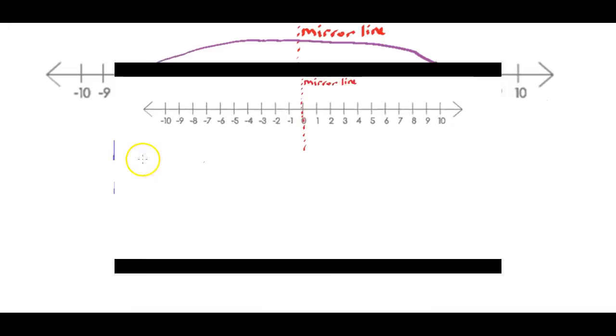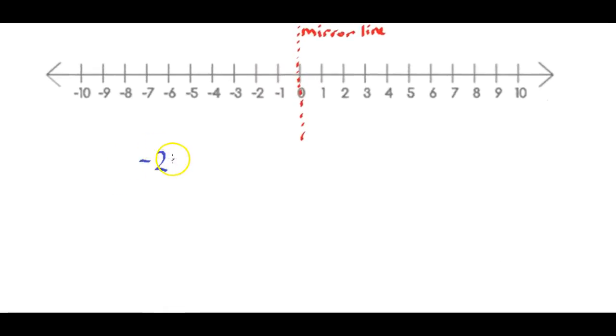So what happens if I multiply by a negative 2? So let's say I multiply 3 by negative 2. Well, what happens now is my 3 is going to double in size. So my 3 doubled in size becomes 6, and the negative sign flips me over to the other side. So my answer is negative 6.